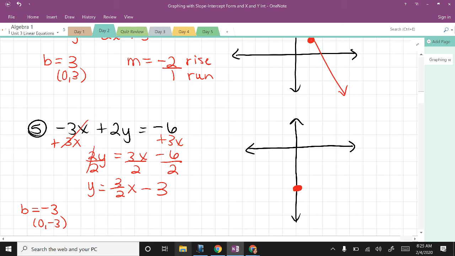Y'all know why I keep repeating myself about that? Because y'all, we have a quiz tomorrow. And there's always some that graph on the x-axis. Or graph it way over here in the quadrant somewhere. Alright? Always, always, always start on your y-axis. There better be a point on your y-axis.